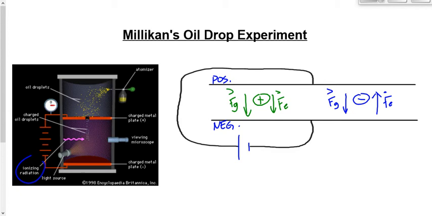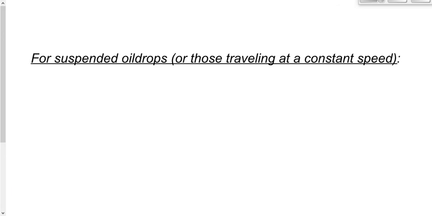We're going to learn to analyze both situations today, when the particle is suspended or moving at a constant speed, and when the particle is accelerating. But what I want to focus on first are those particles that are suspended or moving at a constant speed. In other words, the blue ones. For oil drops that are suspended or moving at a constant speed, we will set Fe equal to Fg.